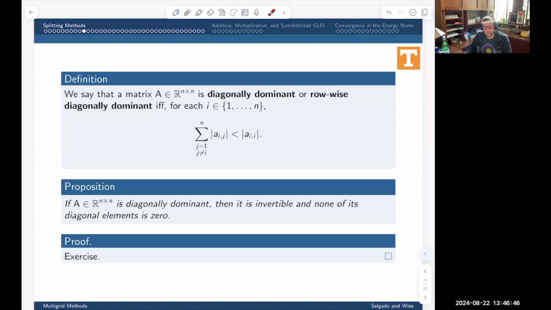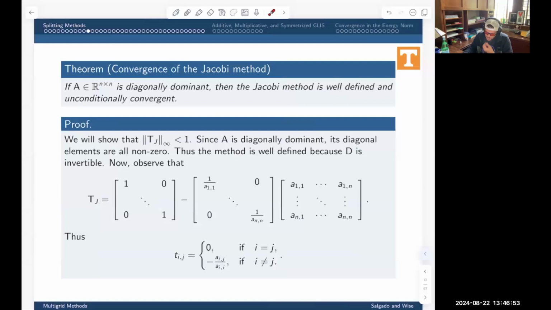So this is a common homework problem that I give in numerical analysis. You probably remember that. But what we can do then is show that if A is diagonally dominant, then the Jacobi method is well-defined. And it's well-defined because, what did we need for the Jacobi method to be well-defined? We needed the diagonal matrix to be invertible. And that's what we'll find here. And it's unconditionally convergent. So let's see how this proof goes.